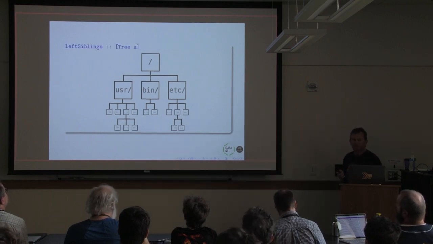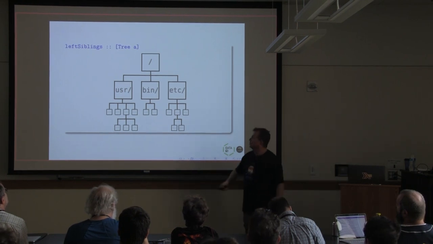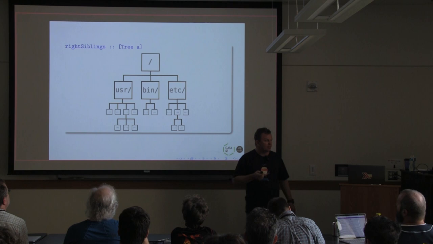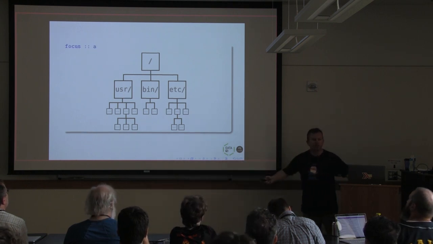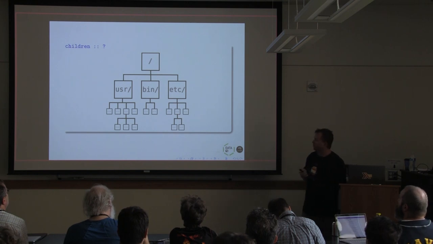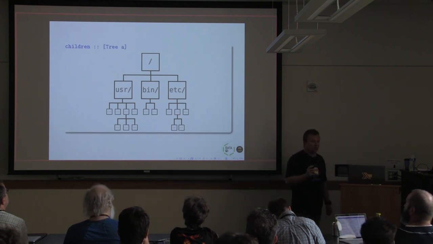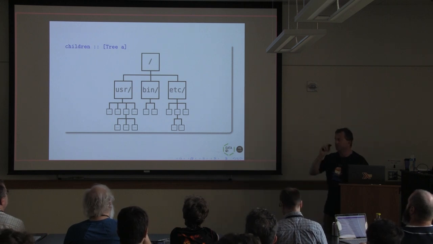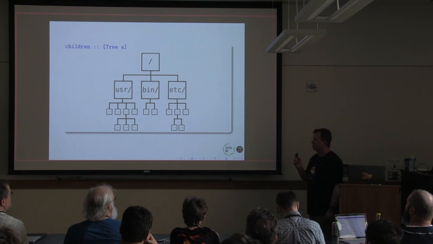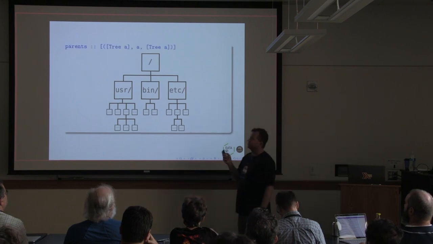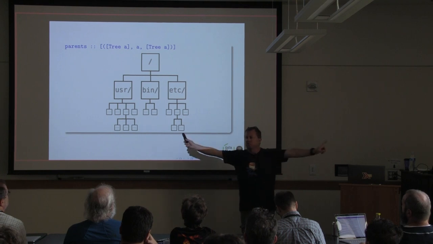So, the type of the left siblings is a list of trees. They're my siblings to the left. My right siblings is also a list of trees. The focus, well, that's a tree of A's. My children, well, they're a list of trees. This is one way to encode it, by the way. There's other ways. Importantly, you've got to keep context. So this does keep context as long as your parents are that. So that is your parent focus and its siblings.